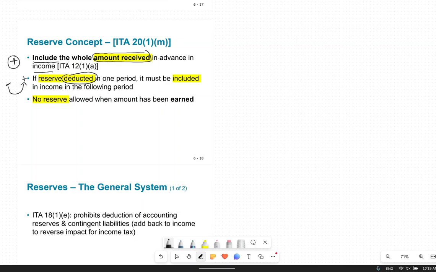That's what the reserve means. So one year you deduct it, the other period you include it. So what happens is, it has to be deducted first in order for us to include it. If no reserve is allowed on the amount, if it's already been earned, so there's no reserve. Only if you received something in advance, you're allowed a reserve, because you add this to it. If you received in advance, you add it to the business income, you're allowed a deduction, and the following year you will have to include it because you will be receiving that money.